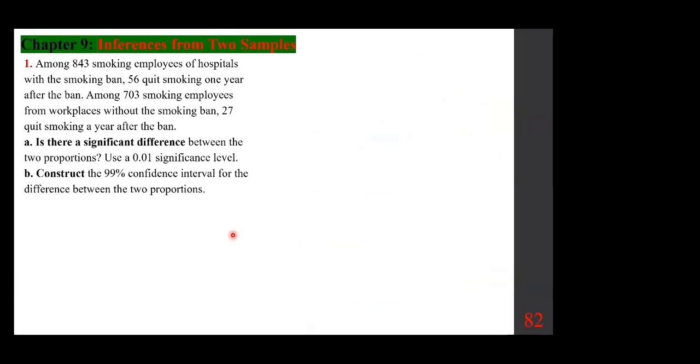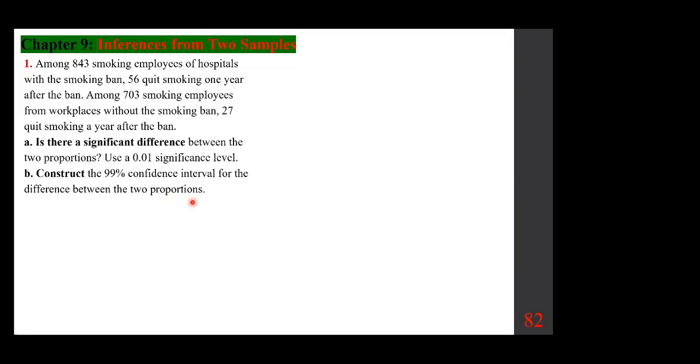Among 843 smoking employees of hospitals with the smoking ban, 56 quit smoking 1 year after the ban. Among 703 smoking employees from workplaces without the smoking ban, 27 quit smoking a year after the ban. Is there a significant difference between the two proportions? Use A, 0.01 significance level, and B, construct the 99% confidence interval for the difference between the two proportions.